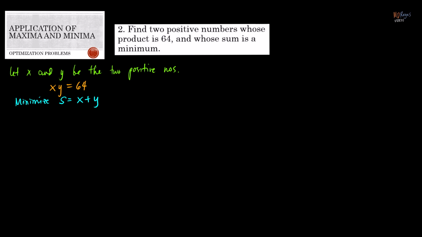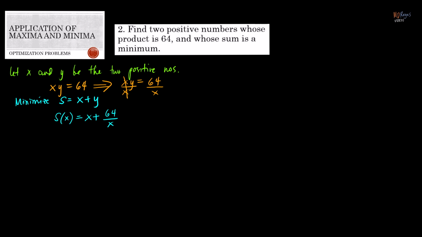Now we have to write the function s in terms of x or y only. If we choose to write the function s in terms of x only, we can get the relationship between x and y from this first equation. We can write y in terms of x by dividing both sides of the equation by x, and we get y equals 64 over x. Therefore, we can write s in terms of x only. That is x plus y, where y is 64 over x.